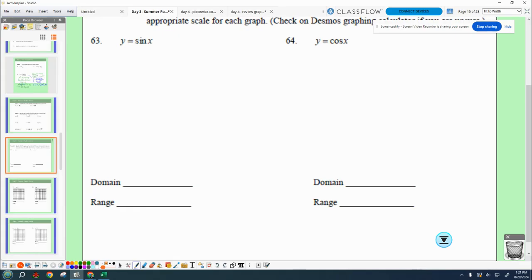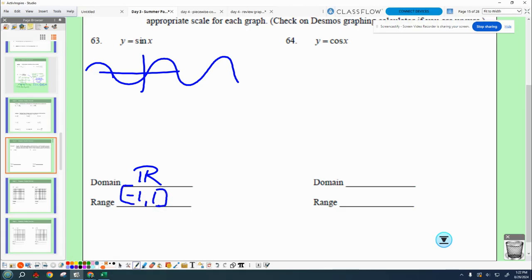Sine, it's the wiggle, wiggle, wiggle. High, low, or in the middle? Where does it start? In the middle. What's the domain? All the numbers that ever could be numbers. What's the range? Thank you. -1 to 1, inclusive.